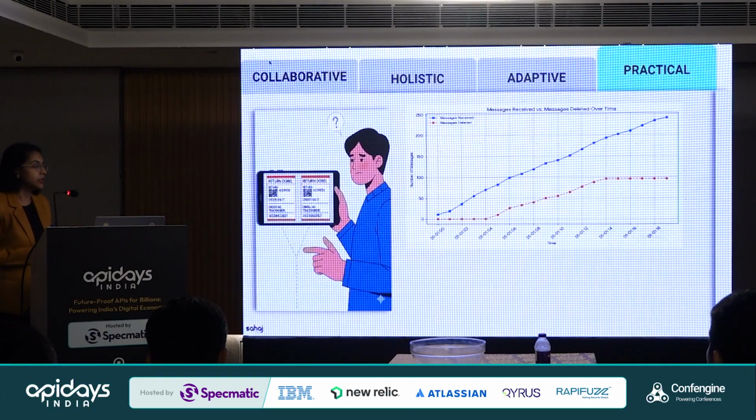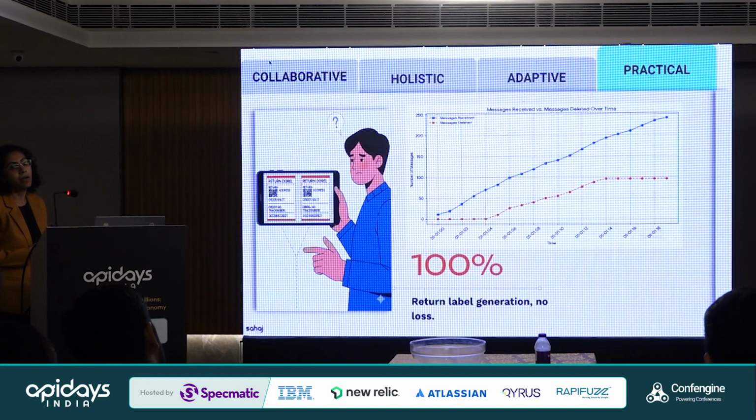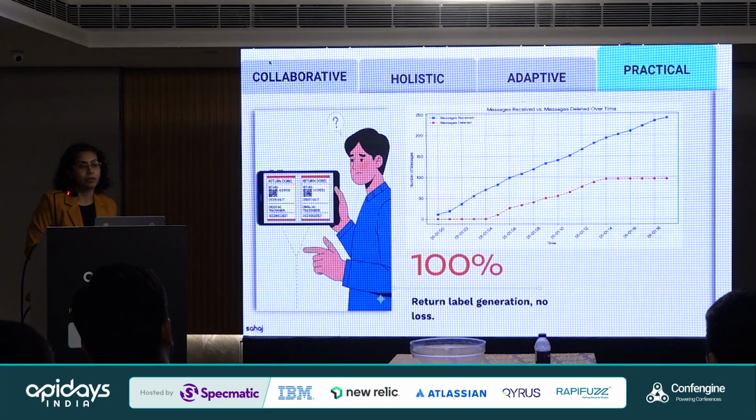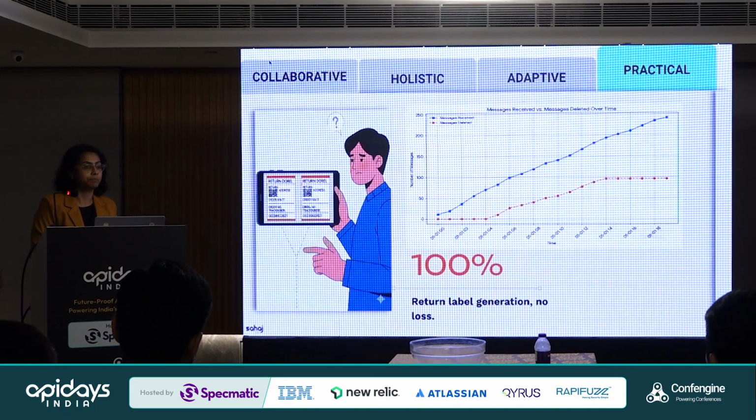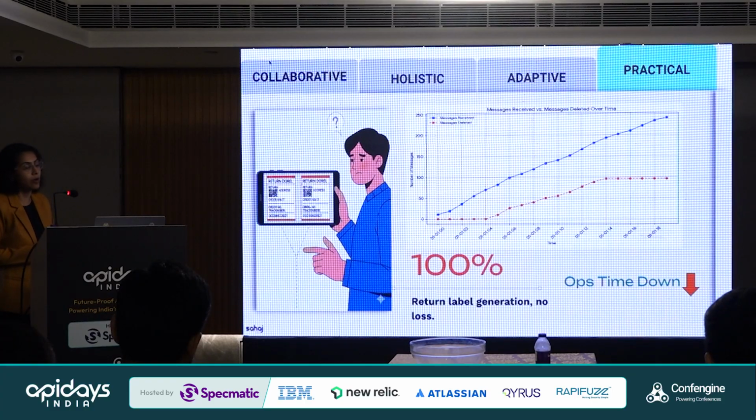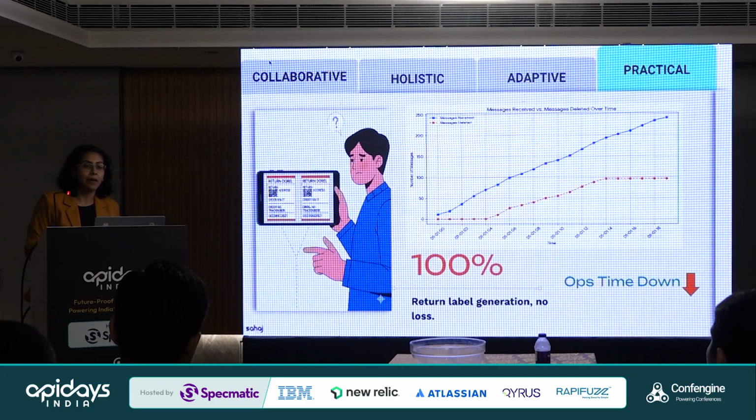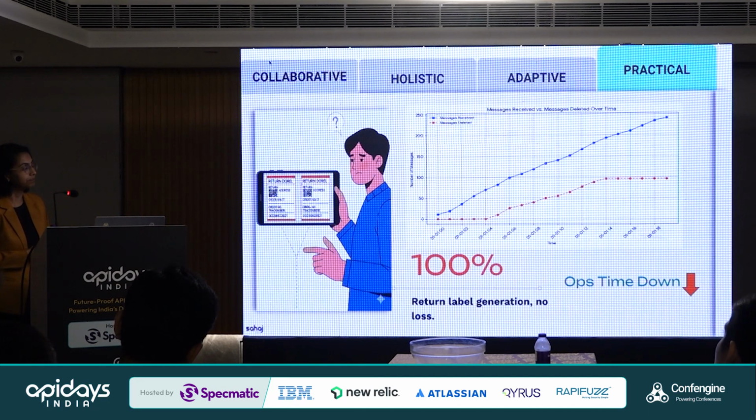We also saw the positive side of things. We had a 100% rate of label generation because we had built a scalable and resilient system. Also, our overall ops time came down, and everybody was happy. Our customers were happy, our clients were happy, and developers were happy because we were able to build features which really created business value. So everybody became happy.